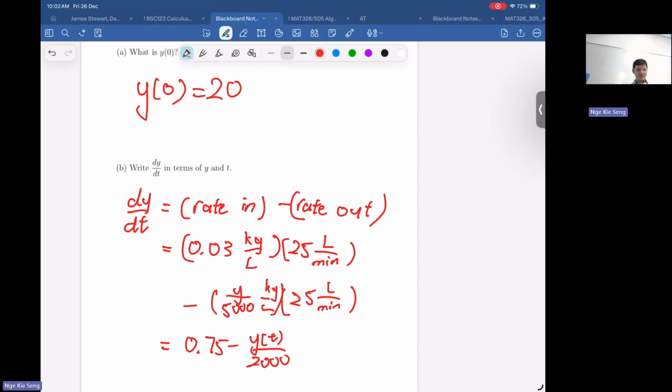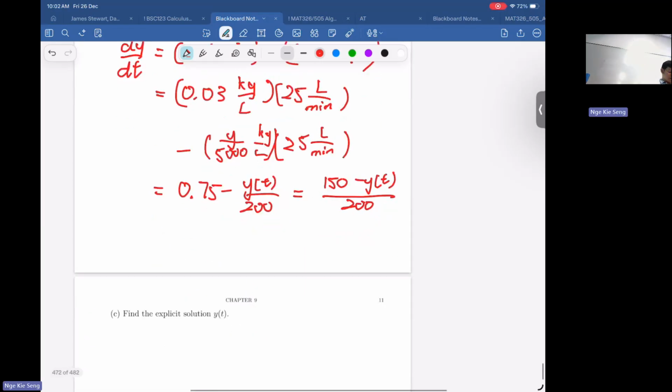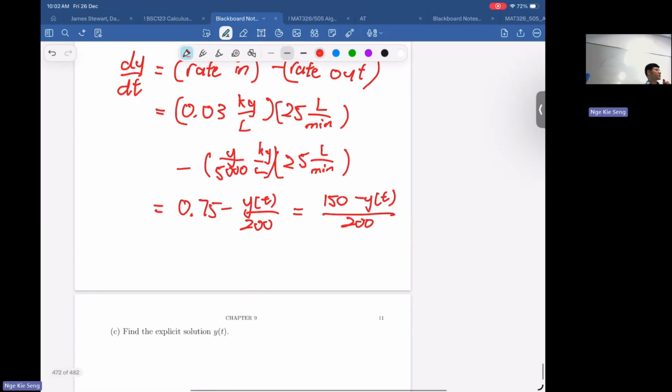So far, does it make sense? Makes sense. I think it's 200, not 2,000. Okay. From here, can you figure out the explicit solution? You want to try and do it? See what you get using the method we learned in the morning.